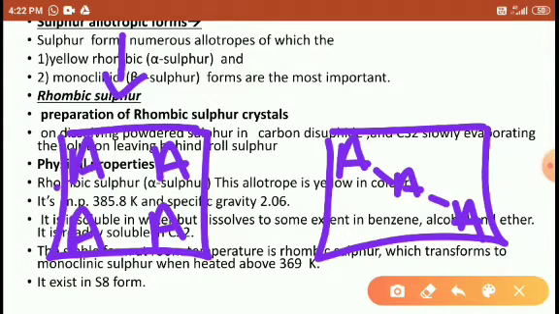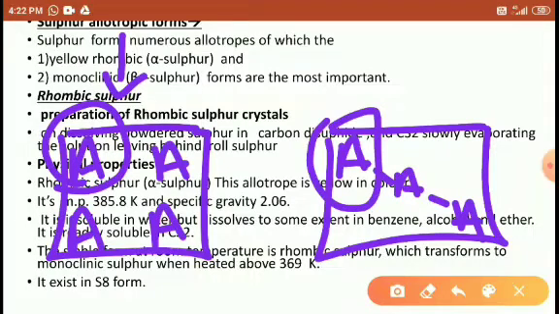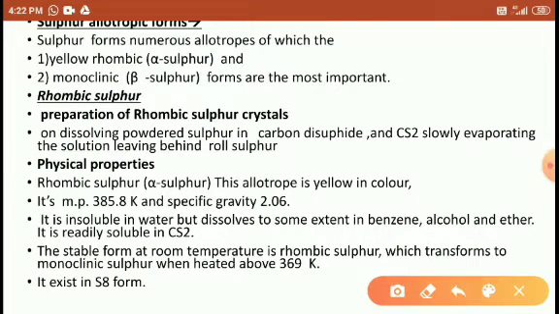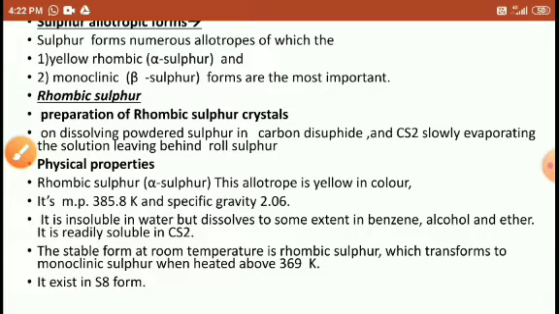So both have the same component A, but the physical arrangement here is a square form and here a diagonal form. So this we call an allotrope, but both react to form the same type of product. There are two types of sulfur allotropes: yellow, rhombic or alpha sulfur, and monoclinic or beta sulfur. So rhombic sulfur is nothing but yellow sulfur or alpha sulfur.